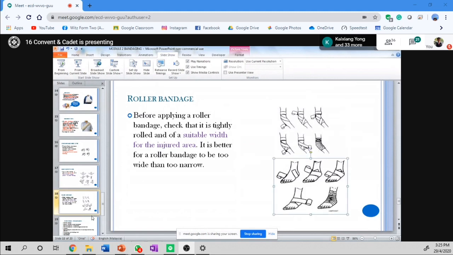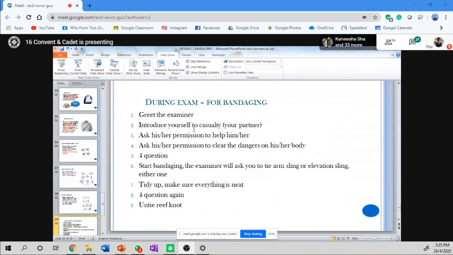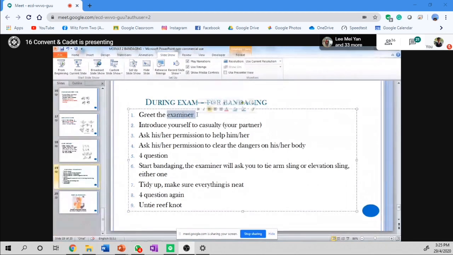Ta-da! Okay, this is the exam one. You guys can take notes now. So first you have to greet the examiner. Before that you have to ask the examiner for the ranking also. So if the examiner is Tuan, you say good morning Tuan, or lance corporal or sergeant, depending on the situation.